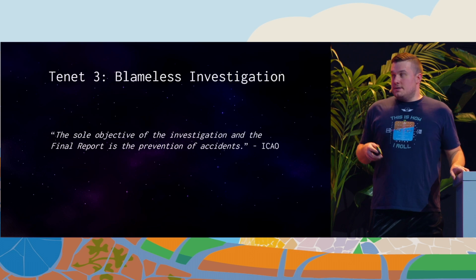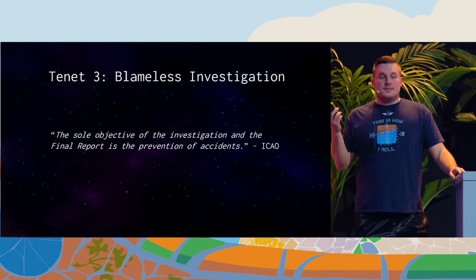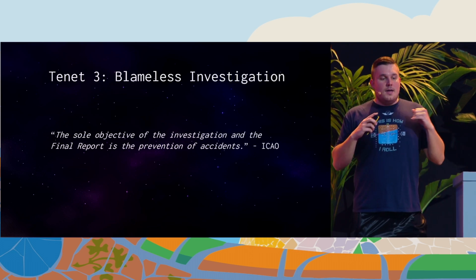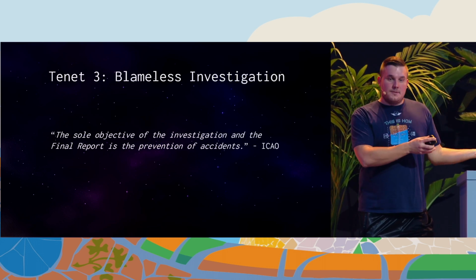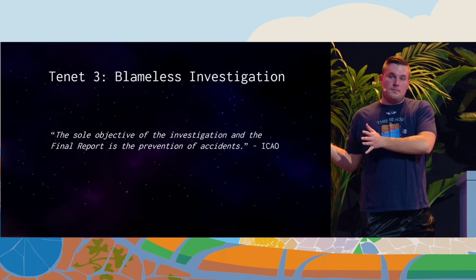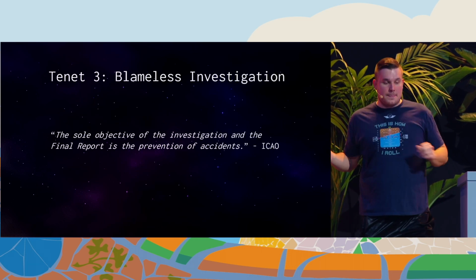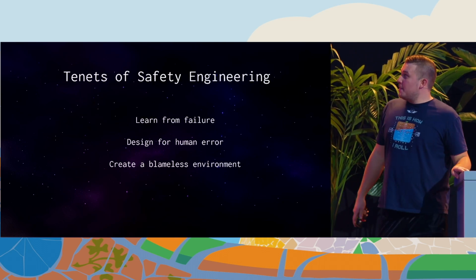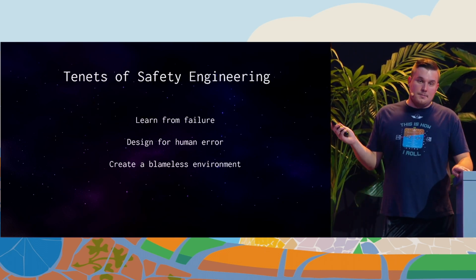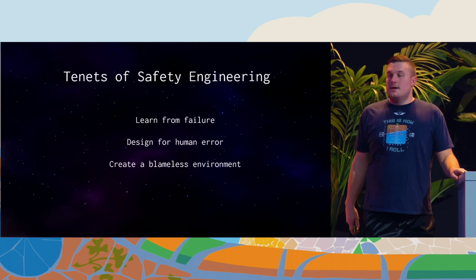So really creating this culture of blamelessness and a focus on something bad happened, let's not blame people, let's learn from it, and let's help stop that from happening again in the future. So that's the third one. So learn from failure, design for human error, and create a blameless environment. These are the tenets of safety engineering.